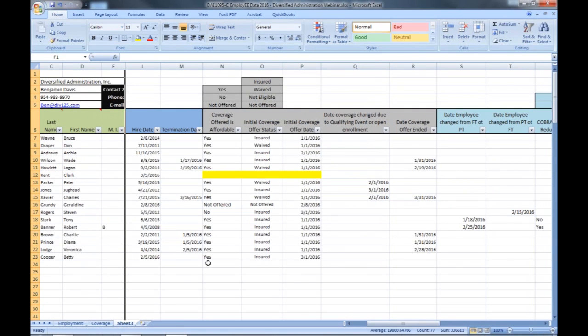Bruce Wayne represents one of the easiest scenarios to fill out. He's worked for the company for quite some time, has been offered affordable insurance from the beginning of the year, and has remained both employed and insured throughout the year.